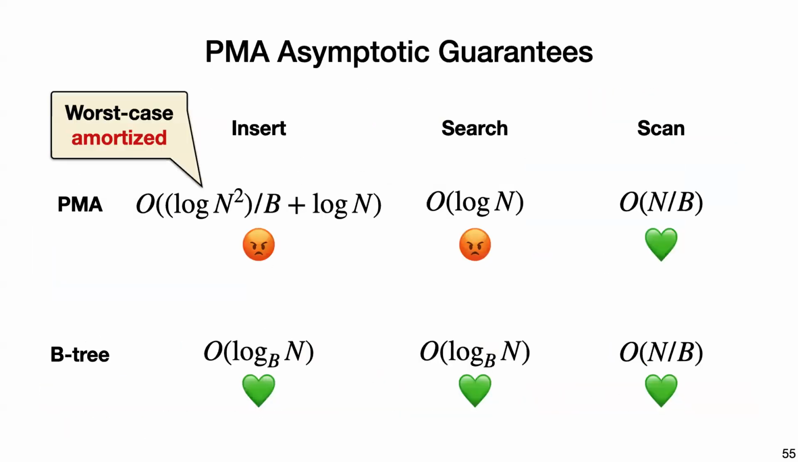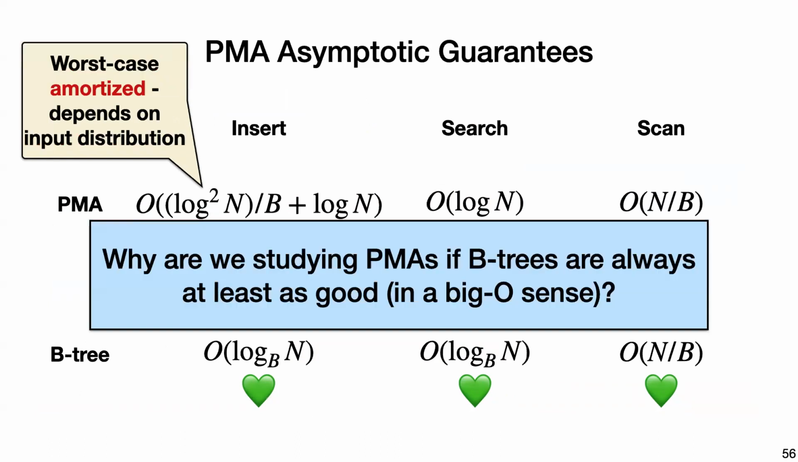Okay, so this is the search cost. This is way worse than the B tree, which is log base B of n. Even the search cost alone is worse than the B tree. The search is log n, versus log base B in the B tree, and the scan cost is n over B in both. So the question is, why do we even care about this if B trees are at least as good on every axis in a big O sense?